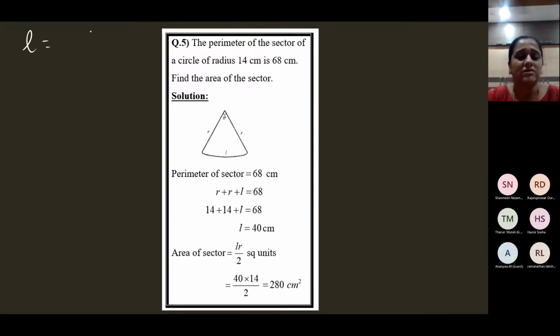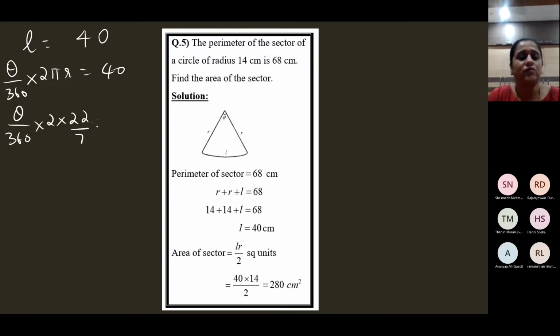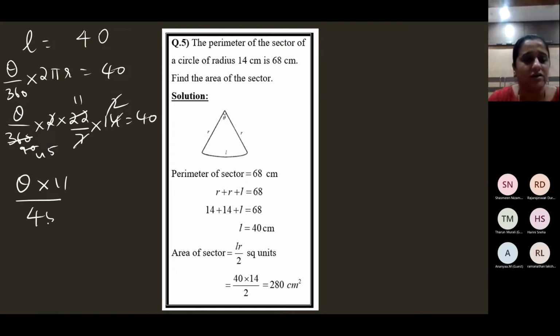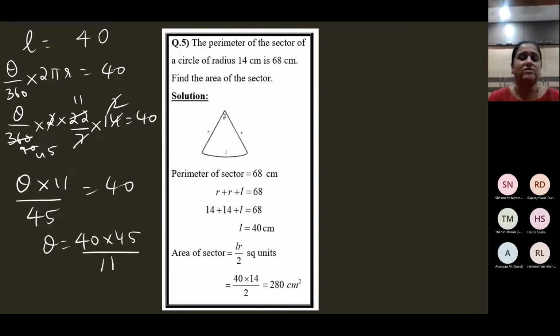See here. L is equal to 40. So that means theta by 360 into 2 pi r is equal to 40. So theta by 360 into 2 into 22 by 7 into 14 is equal to 40. 7 twos are 14, 4 nines are 36 and then 2 11s are 22. So theta into 11 divided by 45 is equal to 40. So theta is equal to 40 into 45 divided by 11. You should just have it like this. You should not find the decimal value.